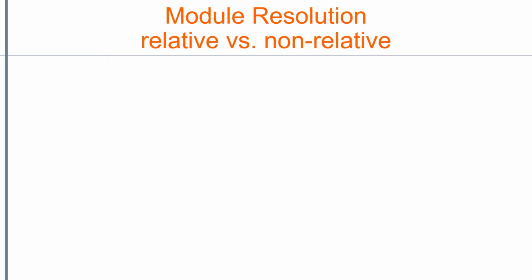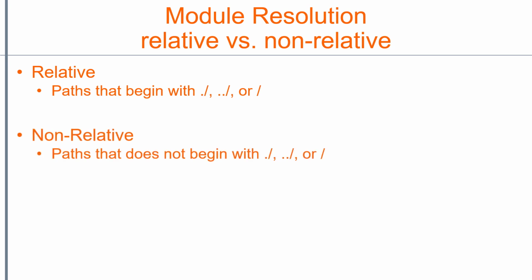In TypeScript, you can use relative or non-relative paths when importing modules. Paths that begin with slash, dot slash, or dot dot slash are relative paths and they are relative to the current folder. Paths that don't begin with any of those are non-relative.